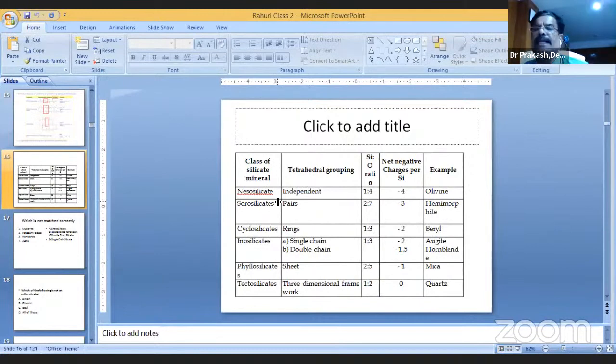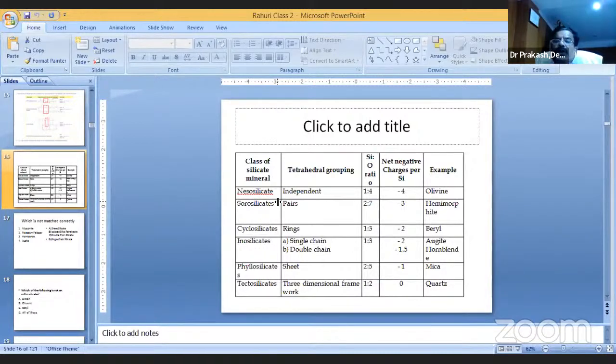So silicates, primary silicates especially, based on the arrangement of silica tetrahedra, are grouped into 2 categories. One is simple silicates and the second category is complex silicates. Simple silicates we don't have further subdivisions. It is only nesosilicates, orthosilicates or island silicates. Those are the words commonly we come across in the examinations. In case of complex silicates, we have sorosilicates, cyclosilicates, inosilicates, maybe single chain or double chain, phyllosilicates, sheet, and tectosilicates, three-dimensional framework. So that is the tetrahedral grouping.